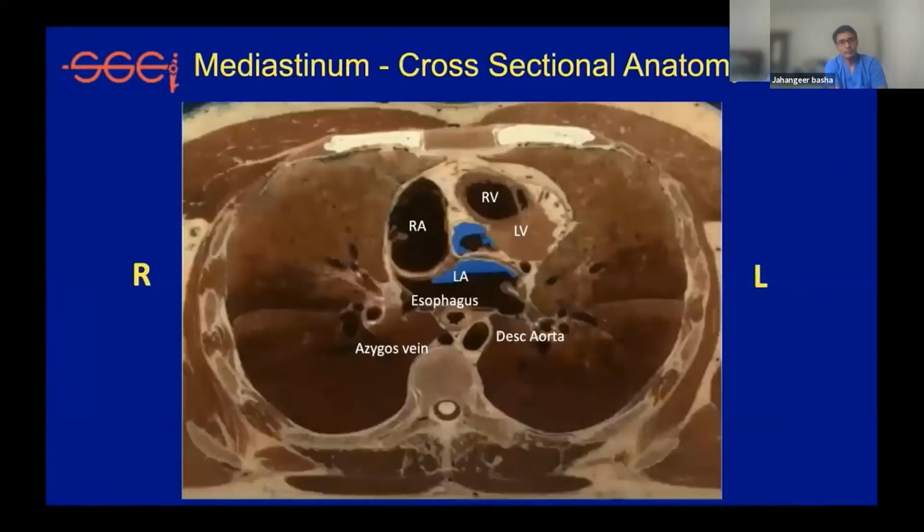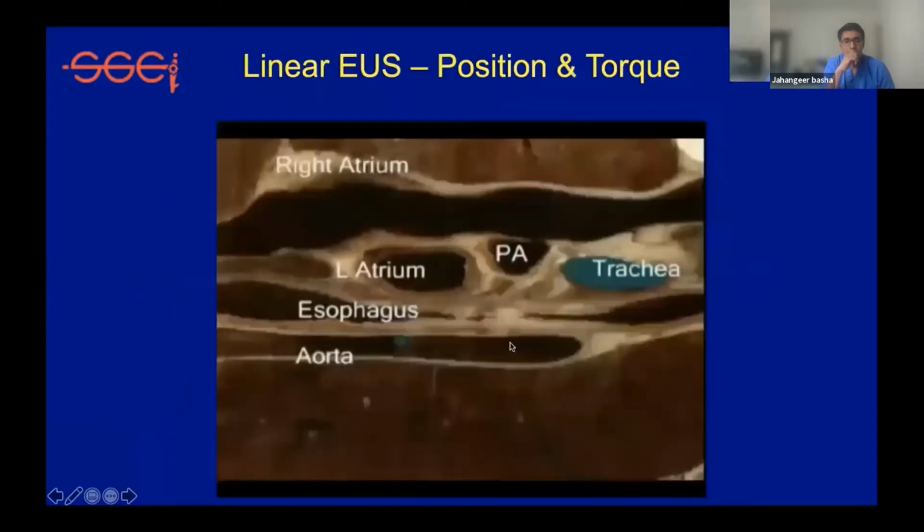This is a human model cross section simulating almost like a CT scan. This is the esophagus. Anterior to the esophagus is the heart. On the right side, there is the azygous vein on the posterior aspect, and descending aorta on the left side. So when the scope is in the esophagus in neutral position facing anteriorly towards the heart, to visualize the right side structures, we need to move the scope in the clockwise direction, and to see the left side structures, we move the scope in the anti-clockwise direction. So to visualize the azygous vein, move clockwise torque, and to see the descending aorta, give anti-clockwise torque.